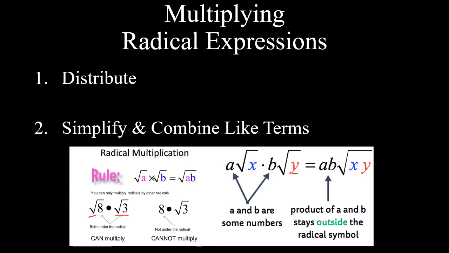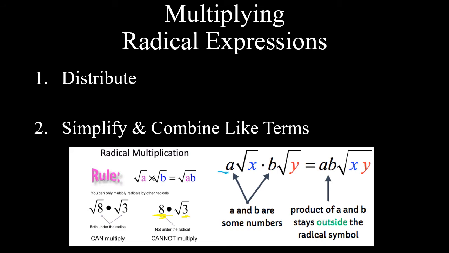But if it's not under the radical, you can't multiply something that's outside the radical with something inside the radical. So 8 times the square root of 3, we wouldn't say 24 or the square root of 24. That would just be 8 square roots of 3. The 8 is outside the radical, the 3 is under the radical, so we can't multiply those together. If it's under the radical, you can only multiply it with something else that's under the radical. And if it's outside the radical, you can only multiply it with something else that's outside the radical.